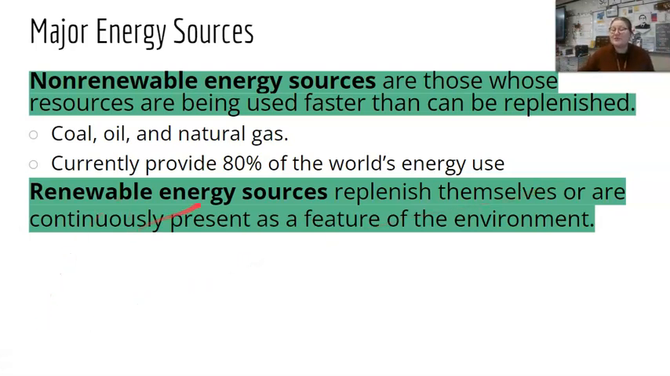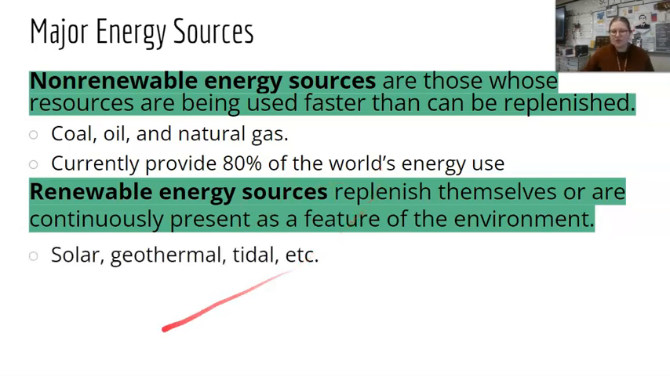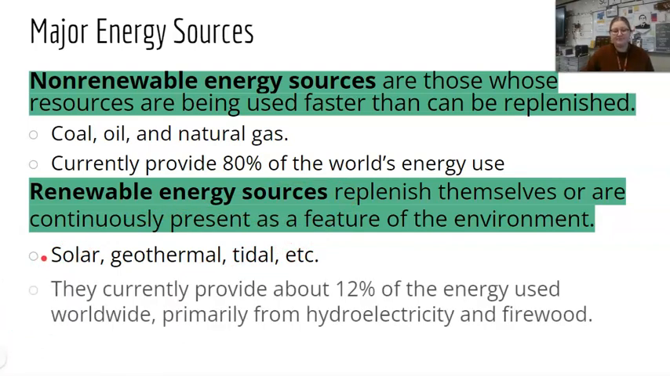For something being continuously present as a feature of the environment, take solar power: the sun is always there. It's less there when it's cloudy, but the sun's always out there. Wind power, hydropower, water, wind, solar, those things are always going to be there. So they're continuously present as a feature of the environment. They're not really replenishing themselves. Our examples are solar, geothermal, tidal, and so on. We will talk about all of these in Chapter 10. Renewable energy sources currently provide about 12% of the energy used worldwide, primarily from hydroelectricity, which comes from dams, and firewood, which is an example of biomass.